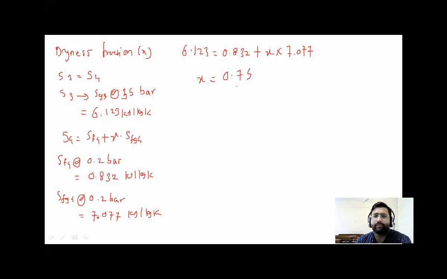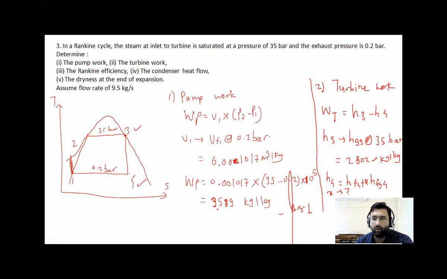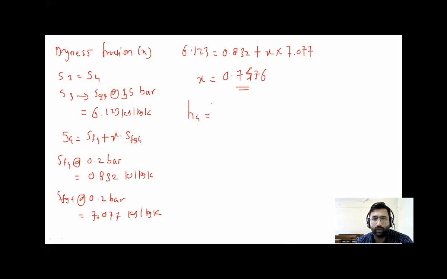Point 74, 7476. Why do we calculate the X value? Because we want to know the H4 value. Now you can calculate H4. H4 is HF4 plus X times HFG4.